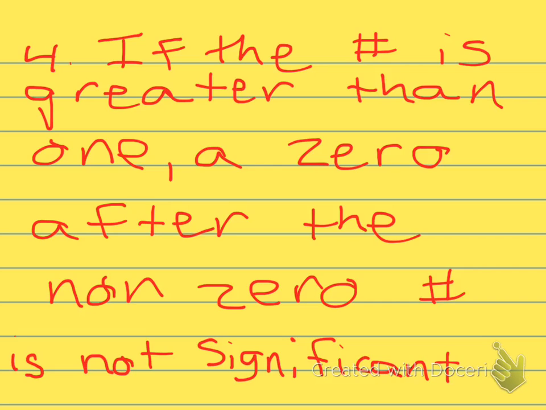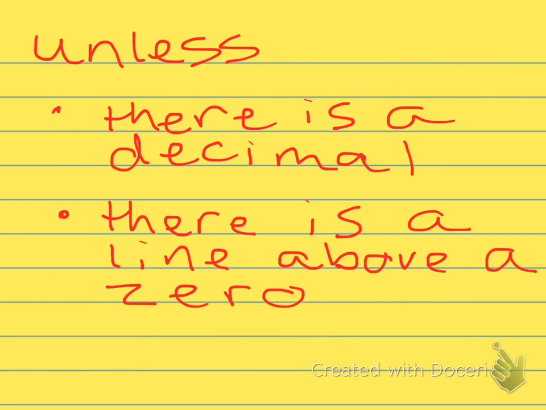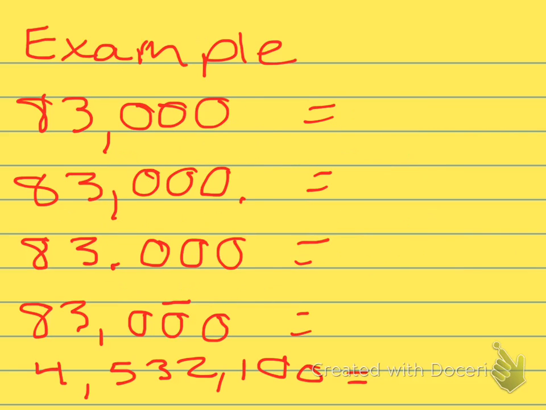Rule 4. If the number is greater than 1, a 0 after the non-zero number is not significant unless there's a decimal or there is a line above a 0. And some examples of that, we have 83,000, and if you look, there is no decimal following it. There's no line above the 0. So the only 2 numbers that are significant are the 8 and the 3. And again, these zeros are just placeholders.